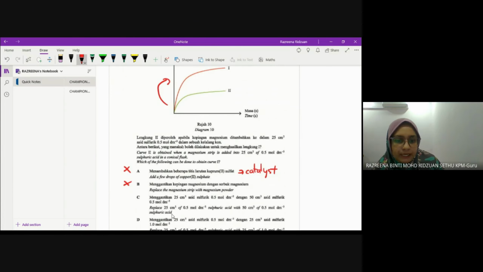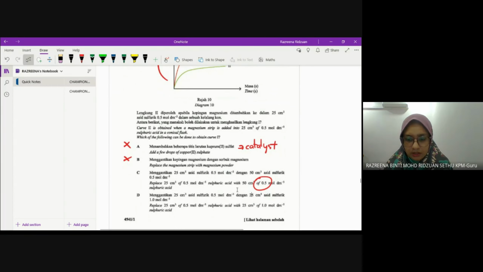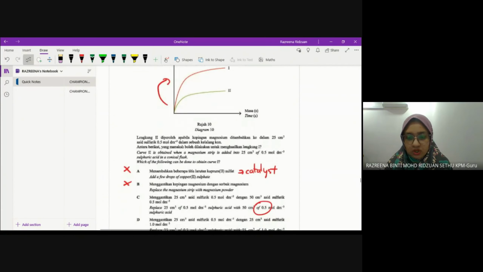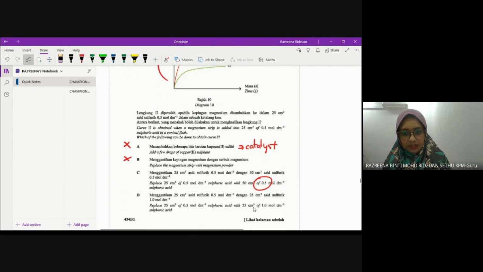Okay, replace 25 of 0.5 to 50 of 0.5. The concentration still same here. Okay, the concentration is still the same, so it will not increase the rate of reaction. Okay, replace with 25 of 1.0. 1.0. That means the concentration is higher. So this is increasing the concentration. You have double the number of volume of hydrogen gas and a higher rate. Okay.